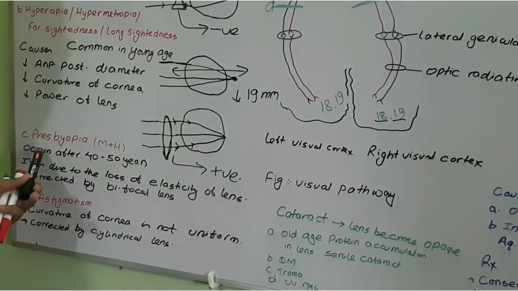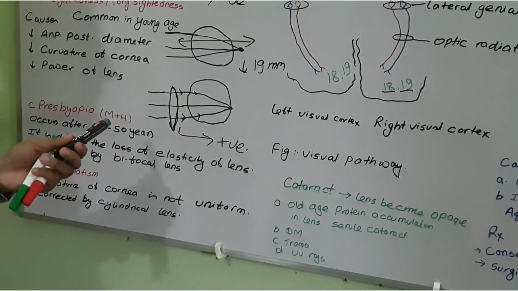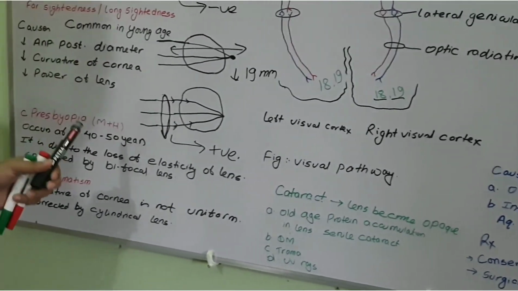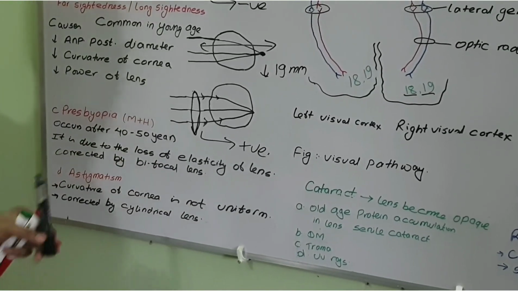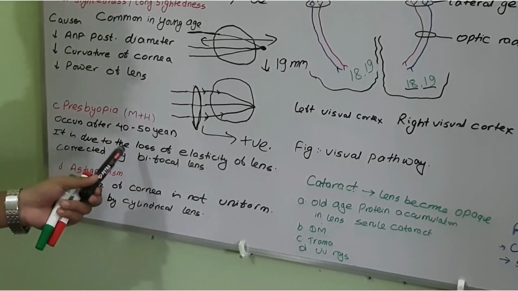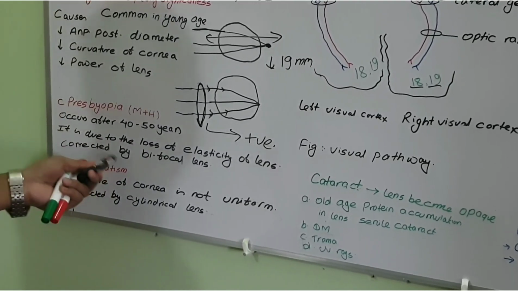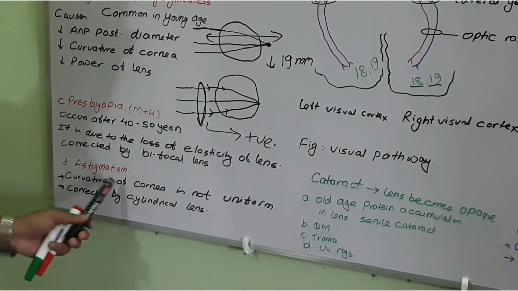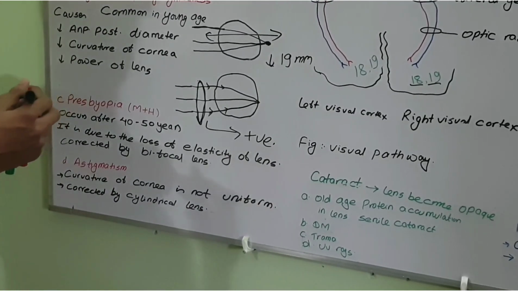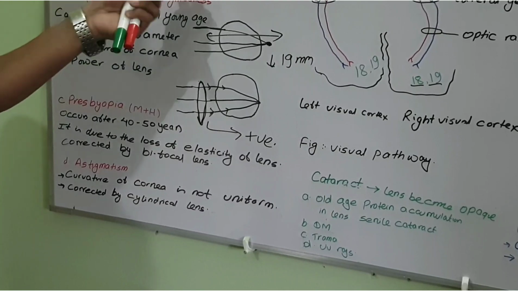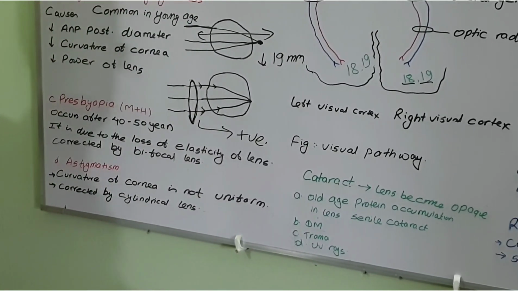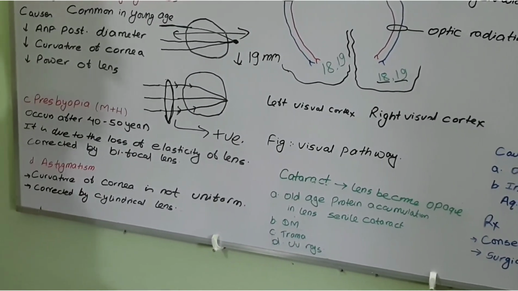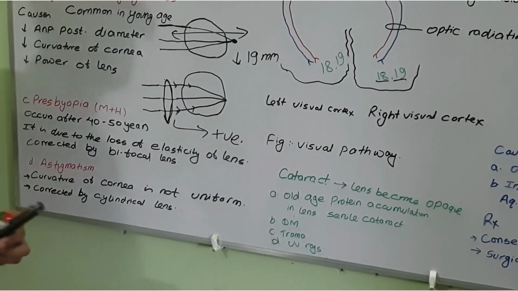Presbyopia is a clinical condition characterized by the presence of both myopia and hypermetropia in the eye. It generally occurs at an age around 40 to 50 years. It is corrected by using a suitable power of bifocal lens. Now astigmatism: there is presence of one normal curvature of the cornea. If the curvature of the cornea is not uniform, then astigmatism occurs. Astigmatism is corrected by using cylindrical lens.